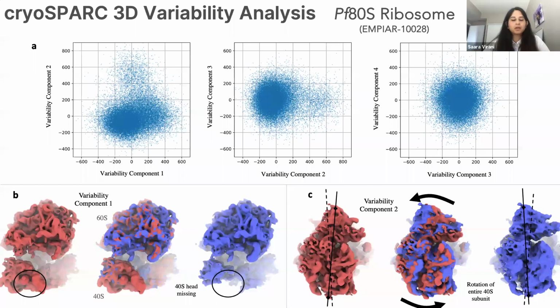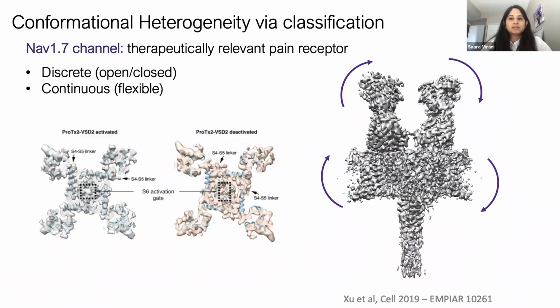Perfect. Okay, going a little bit now into the case of heterogeneity. Let's say we can see two distinct states already in our data set using heterogeneous refinement or other 3D classification techniques. What is the best way to search for the 3D continuous movement between those states using 3D variability? So for example, should we separate out the two states and then perform 3D variability analysis on each one separately, or should we do this as a consensus structure?